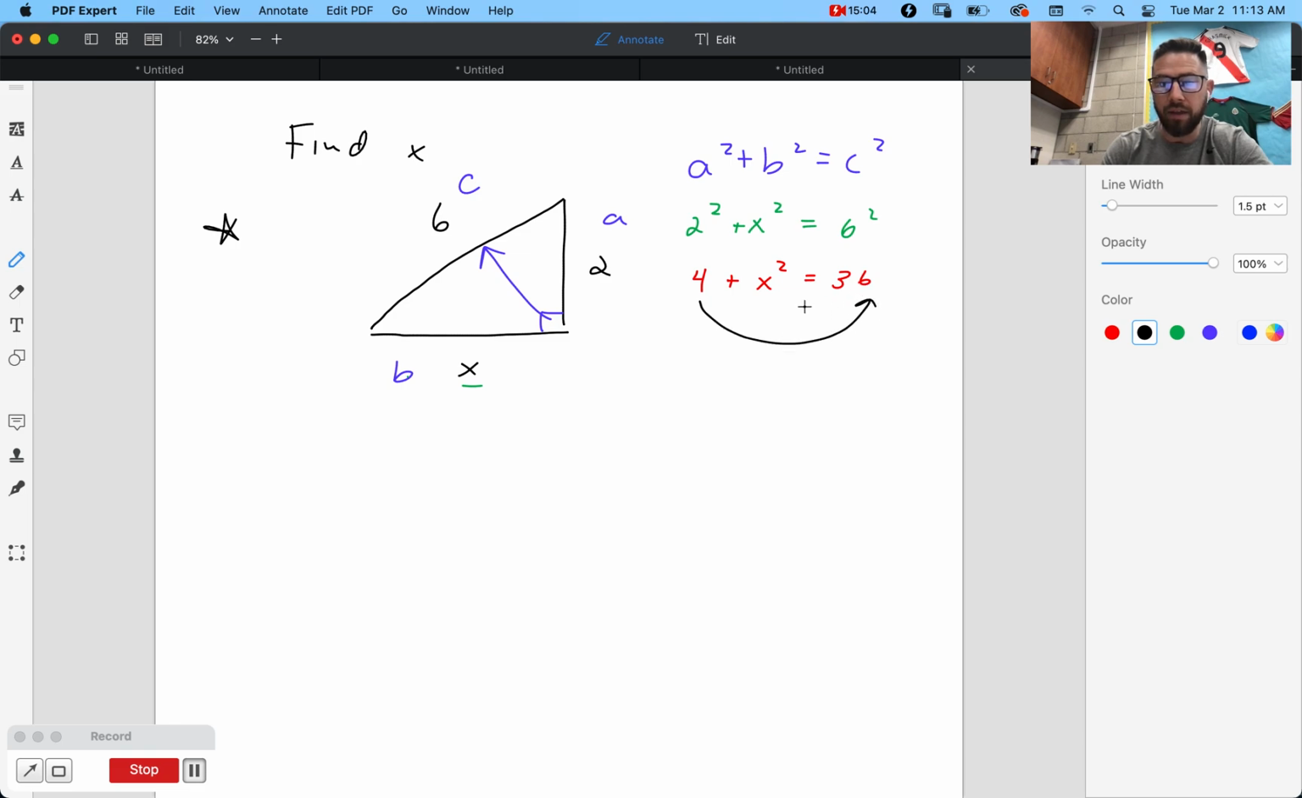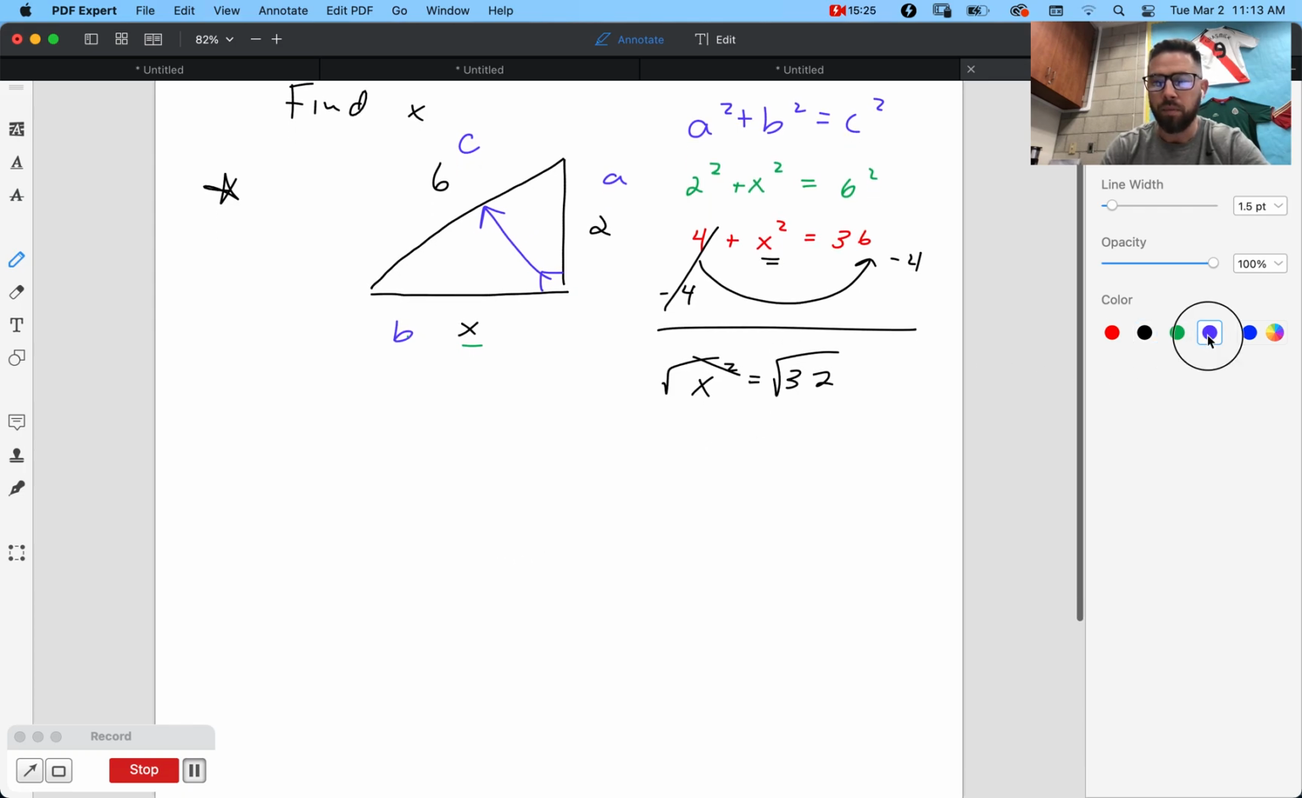Subtract this guy to the other side because we want x by itself, right? Minus 4, minus 4, x squared equals 32. Square root, and don't stop here. Don't stop and pick rad 32 down at the bottom because you're going to get it wrong because we got to try and break it down.